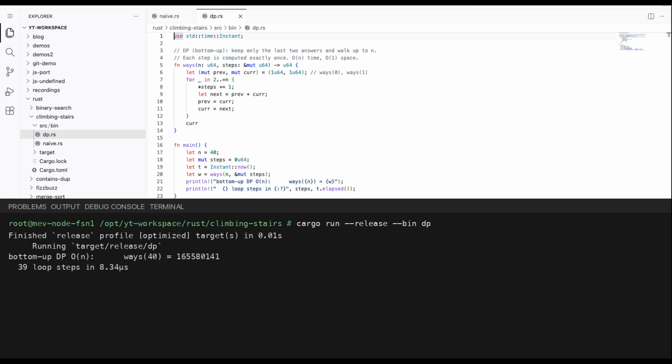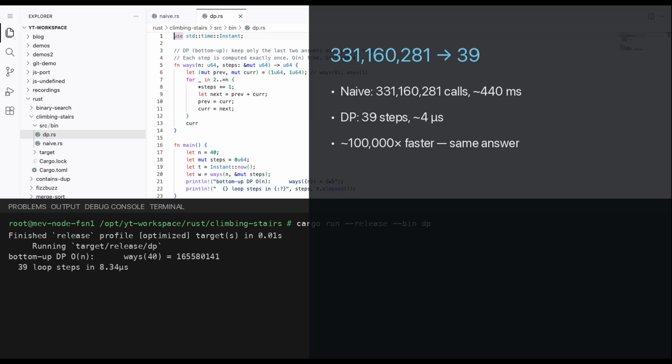Running, same 165 million ways, 39 loop steps and 4 microseconds. 331 million calls down to 39. 331,160,000 calls versus 39 steps, about 100,000 times faster for the same answer. That's what computing each subproblem once buys you.